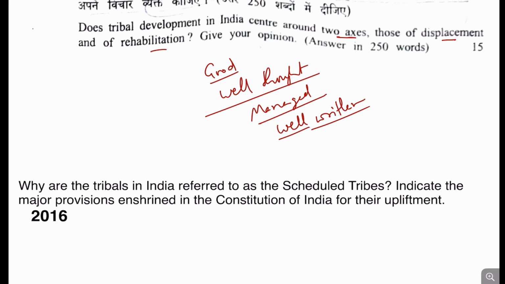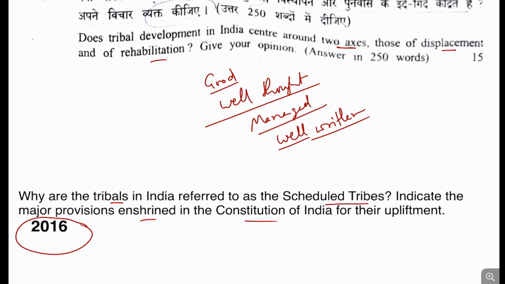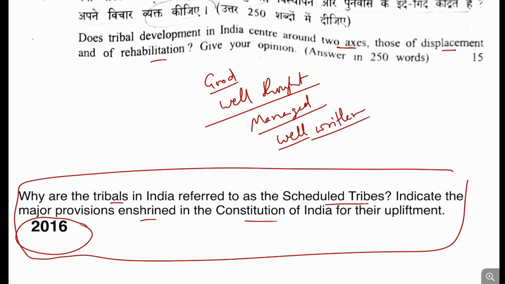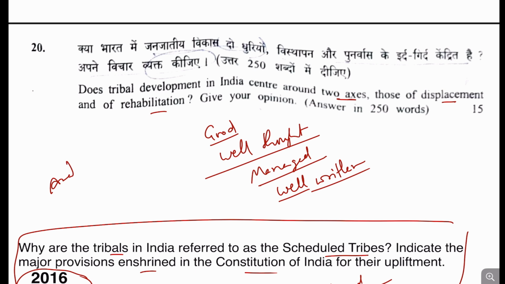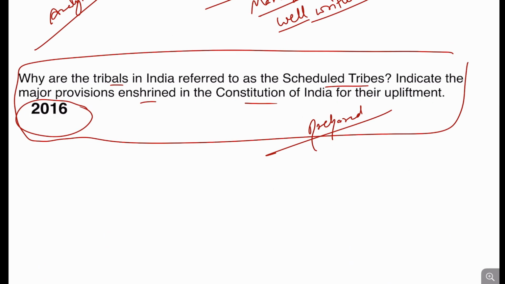And also a question has specifically been asked in 2016, like why are tribals in India referred to as scheduled tribes, indicate the main provisions as enshrined in the Constitution of India, right? So questions on tribals have already been asked. So this makes the UPSC aspirant prepared for this type of question, right? So this question, though analytical, could have been managed in the exam and managed very properly. Yes, so this was the analysis of GS paper 1.